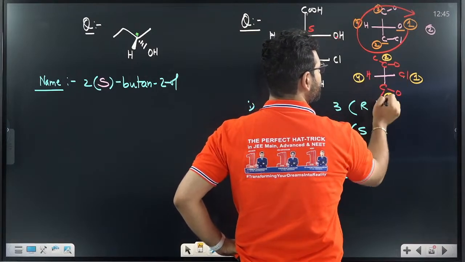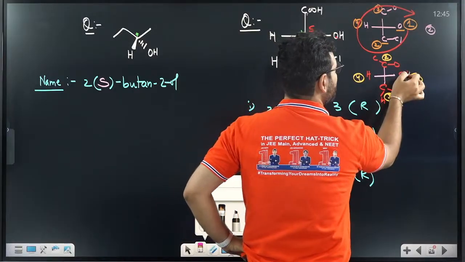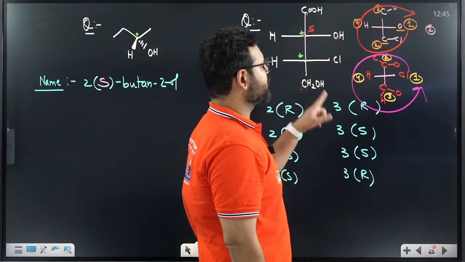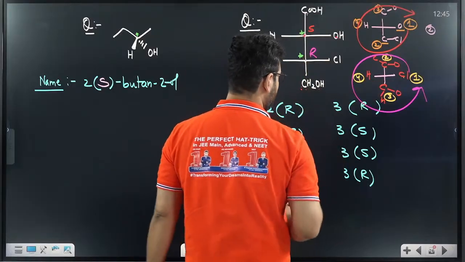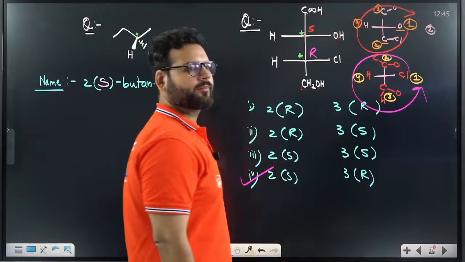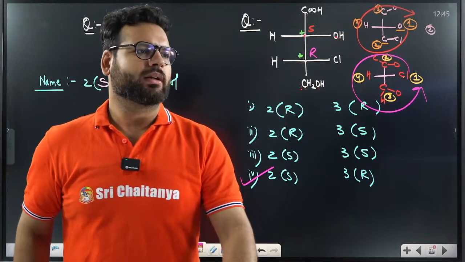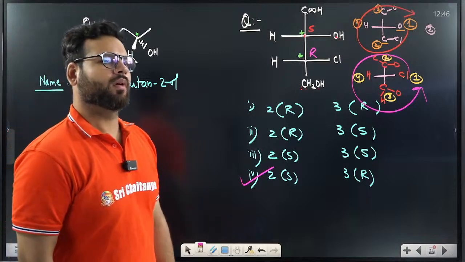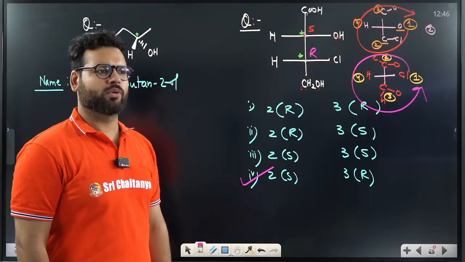1 to 2, 2 to 3, we are going anti-clockwise. It will become R because fourth is horizontal. So the answer is S and R. Fourth option, S and R. Yes, 2S, 3R. The name is 2,4-dihydroxy, 3R-chloro, butanoic acid.